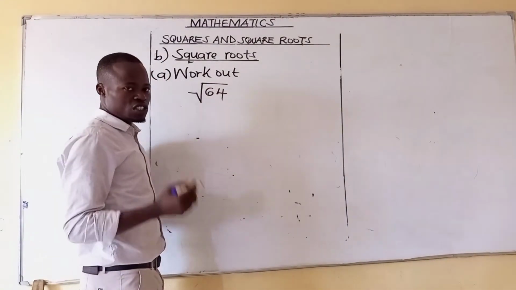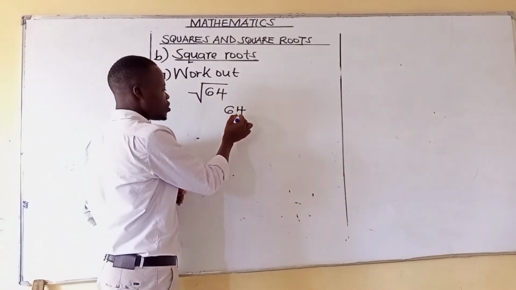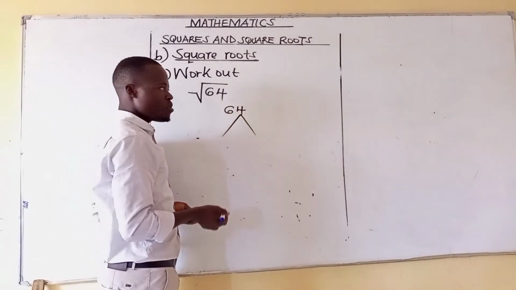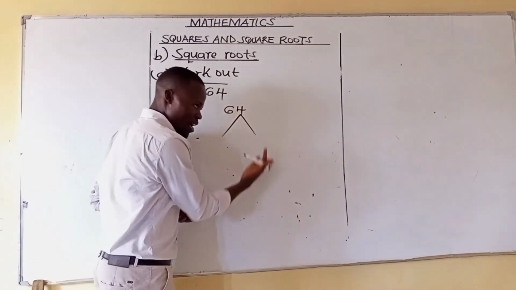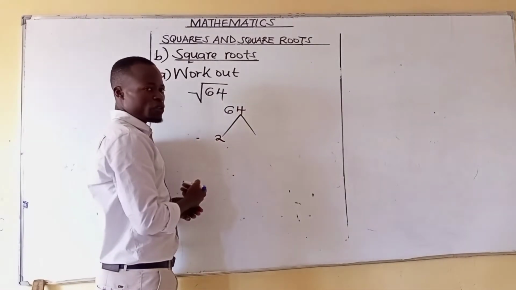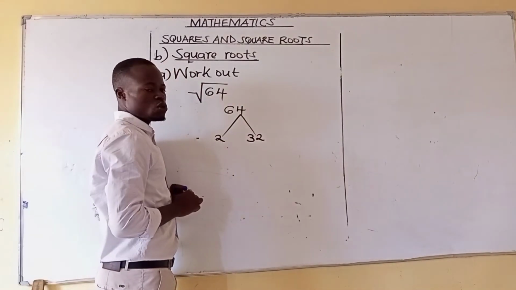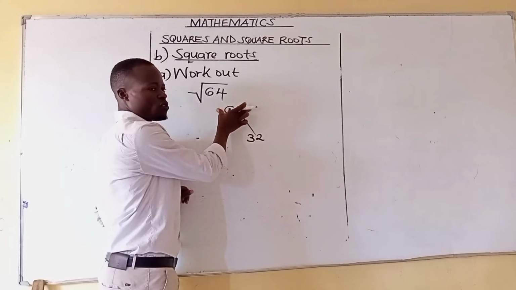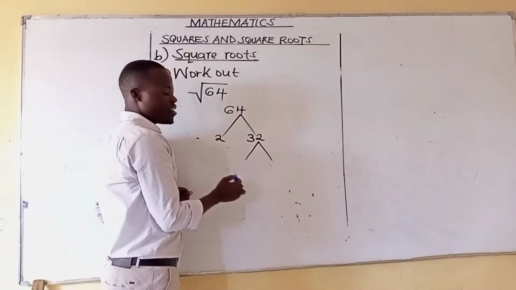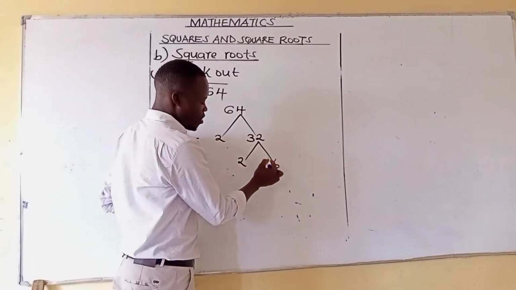So we can draw a factor tree. We write 64, then we draw some branches. So we look at the lowest prime number which when multiplied by another number will give us 64, and that is 2. Always try with 2. So 2 times 32 is 64. Again, you subdivide 32. Again, you can try with 2. When you multiply 2 times 16, you are going to get 32.